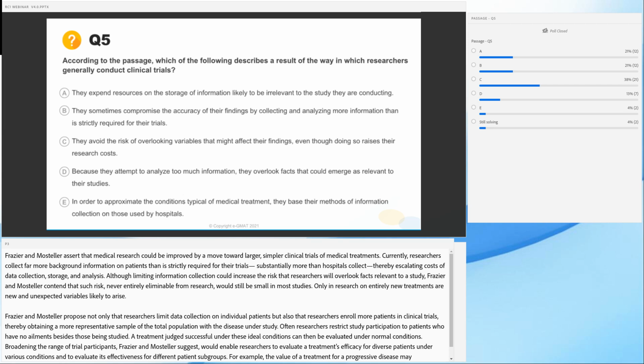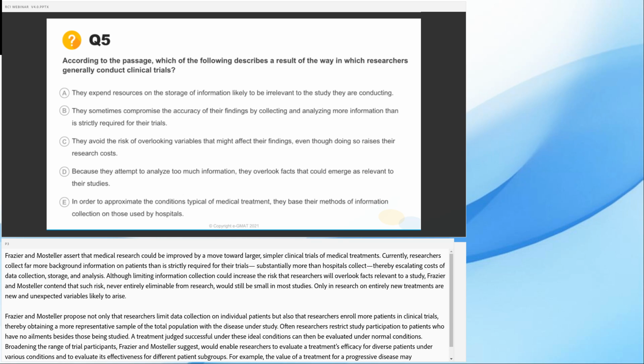3 choices, A, B, and C, really popular. Choice C being the most popular. And we're going to really see how we go about doing this one. This one, I think, was the most challenging question in this entire passage.